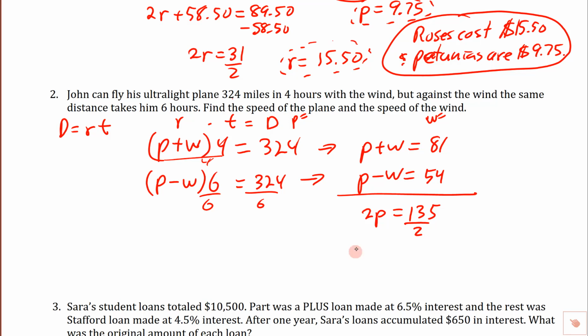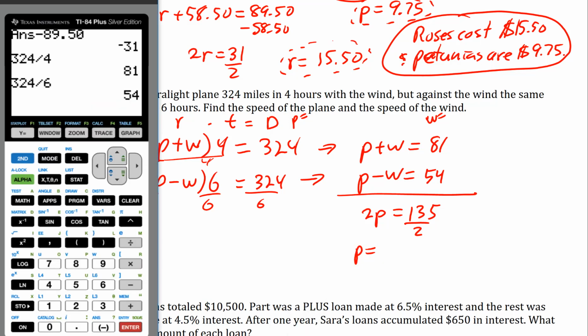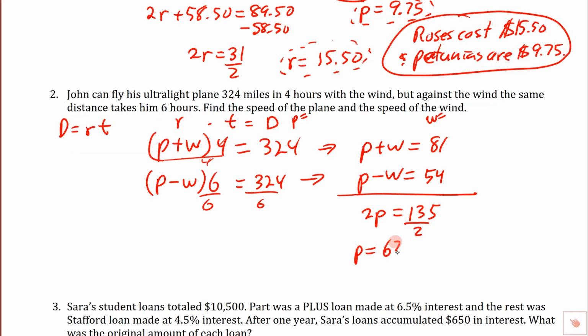And then we're going to divide by 2, so we get P equals, if you want to, grab the calculator, 135 divided by 2. So we end up with 67.5. So 67.5, okay, that's P. Now we need to figure out what W is. So let's come back here, and probably the easiest place to plug it in would be this guy right here. So let's just plug it in there. So we get P plus 67.5.